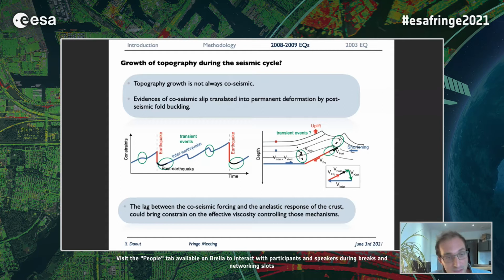And as a perspective, we could maybe also investigate the lag between the coseismic forcing and the inelastic response of the crust in order to bring some constraint on the effective viscosity controlling those mechanisms. And that's it for me.